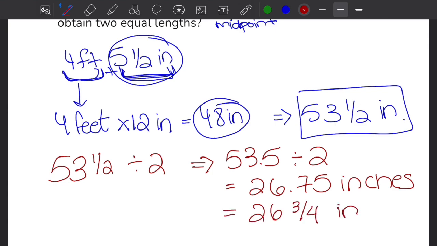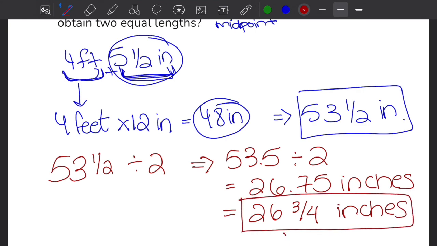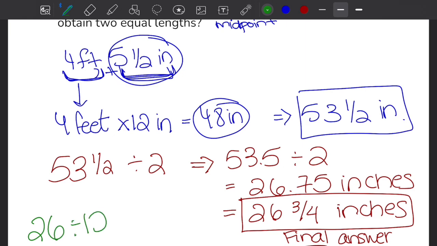Okay, now if I want to convert that to a fraction, that would be 26 and 3/4 of an inch. Now, could I also represent that in feet? Absolutely. For now, this is the final answer in inches. The question doesn't ask me to write my answer in feet and inches, but if they did, it's very simple to do. You can just take your 26 inches here. Let me do that in green. And you can divide by 12.